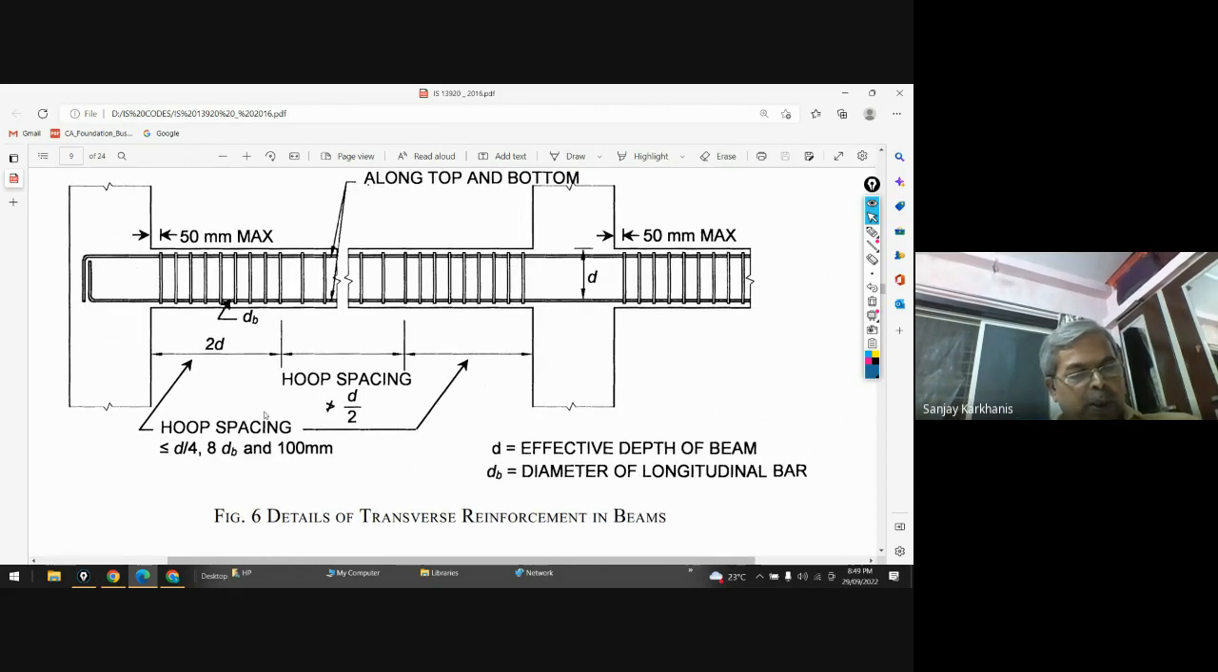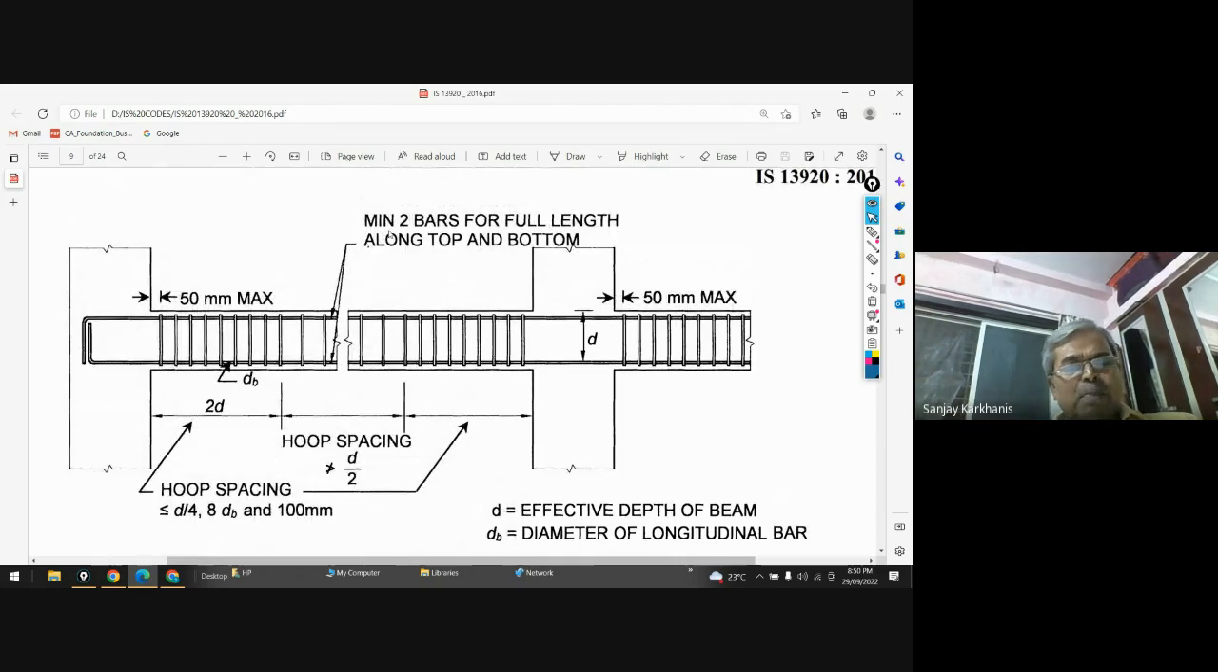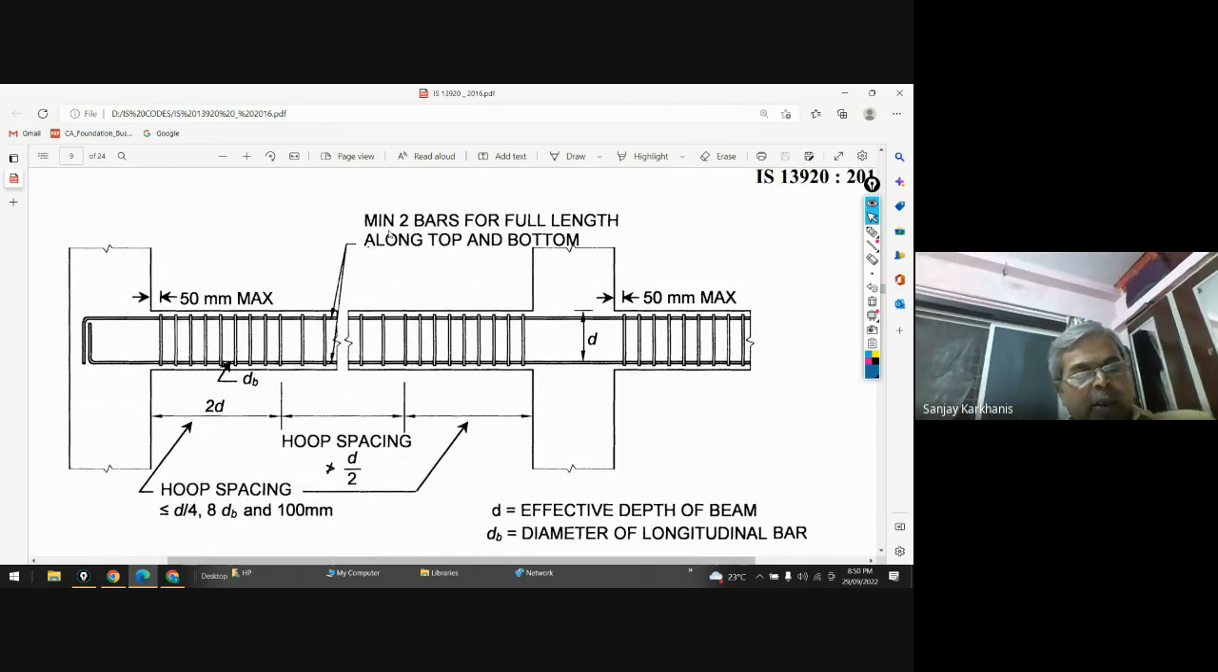Okay, so hoop spacing shall be less than d by 4, or 8 times the diameter of the bar for which you are providing shear stirrups, or 100. So it has to be less than all these three, the lesser of these three calculations. At this support as well as at that support, and in the middle portion, the spacing shall not be more than d by 2. Now, what is the meaning of this? Simple. This is for capacity calculation requirement.